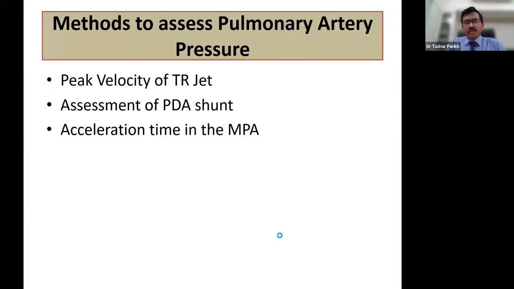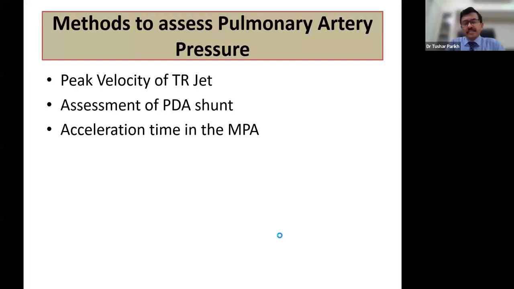So I would like to keep it very simple. Normally, when we assess the pulmonary artery pressure, we go by three methods. The first is the peak velocity of the tricuspid regurgitation jet. I will show all this. The second method is assessment of the PDA shunt if the PDA is open, and the third is acceleration time in the main pulmonary artery. So these are the three parameters that we commonly use to assess pulmonary hypertension in the newborn.